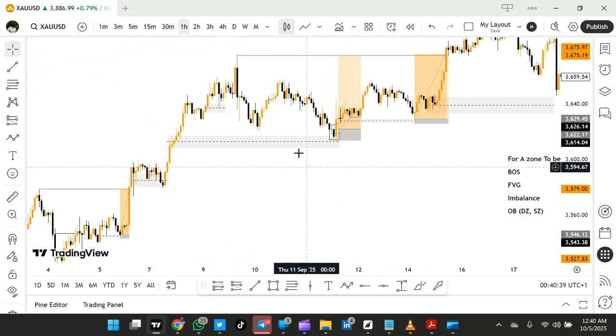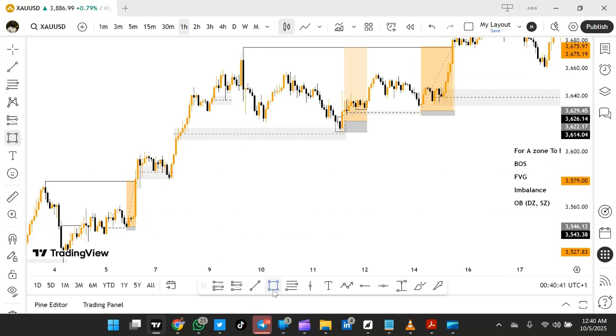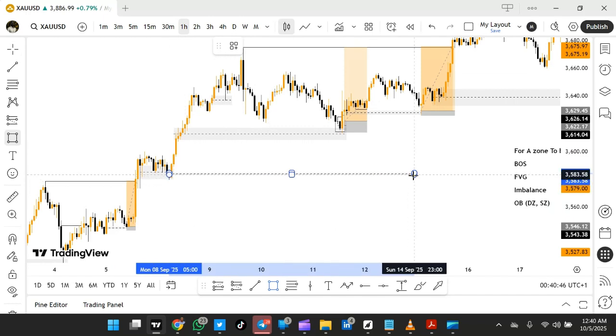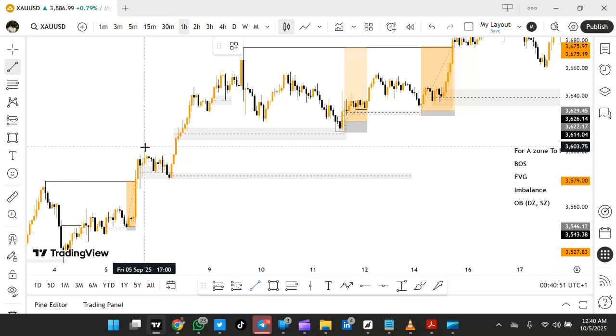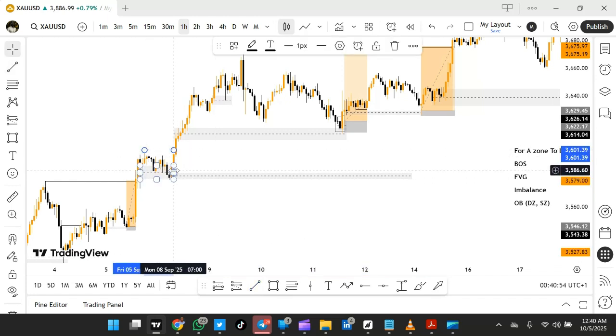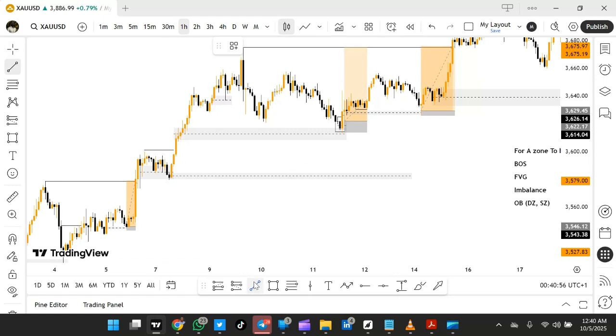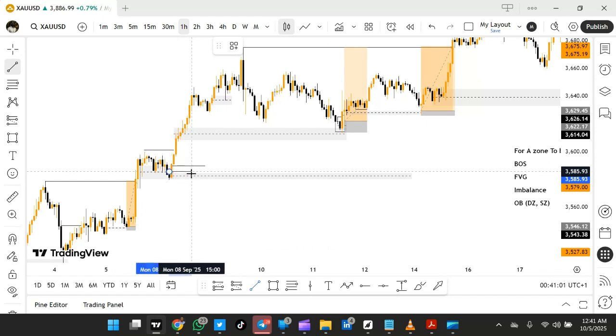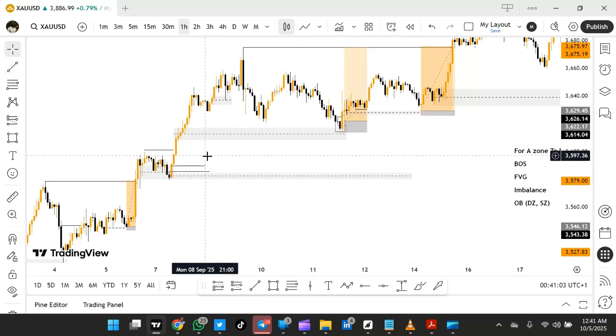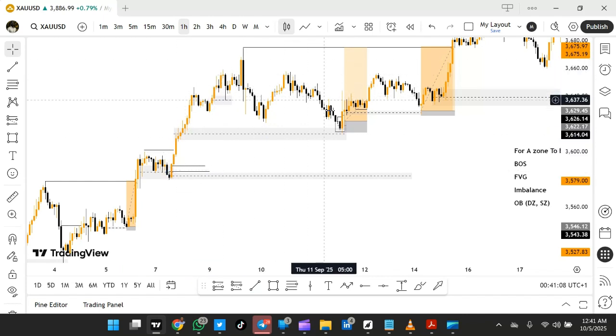So more examples. You can see this is a demand zone here. I said a demand zone is the last candlestick before it pushed to the upside. You can see it's a valid demand zone. Break of structure. Fair value gap. There's a fair value gap, this gap here. And then there's an imbalance. So if price comes back to it, price will likely respect it before going back to buying again.